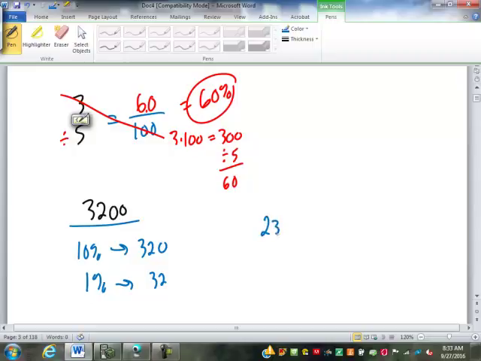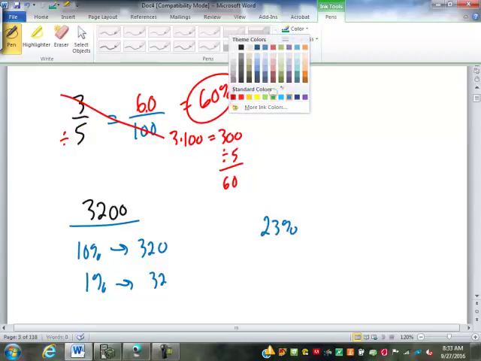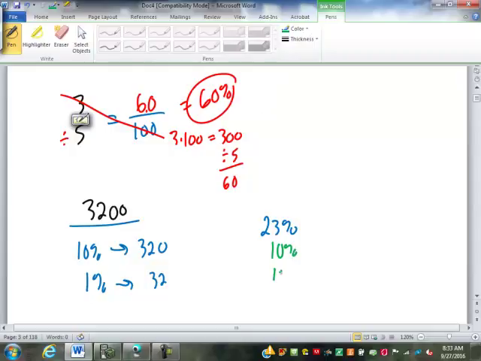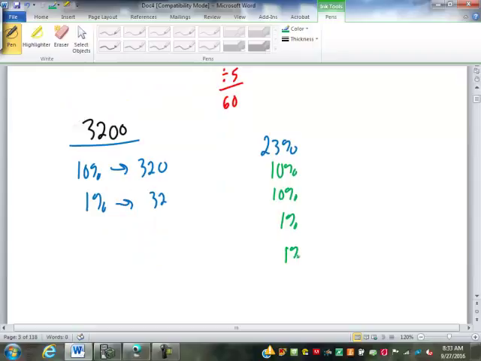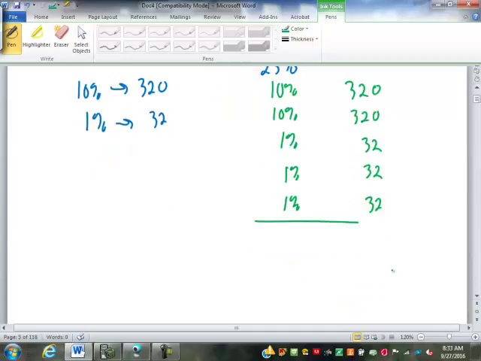If I wanted 23%, I could just do 2 10s and 3 1s. So 2 10s would be 320 and 320. I could also just multiply by 2 if I wanted to. And 3 1s will be 32, 32, and 32. Again, I could have taken 32 times 3. And I'm going to get 736 is 23% of 3,200.